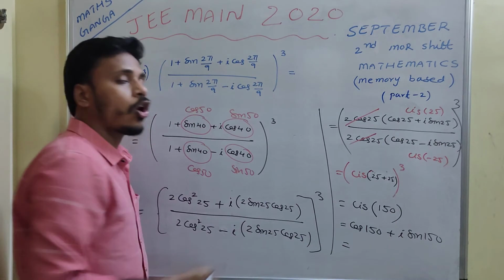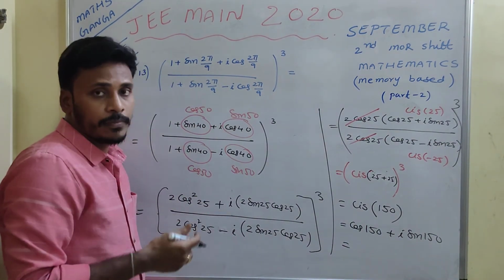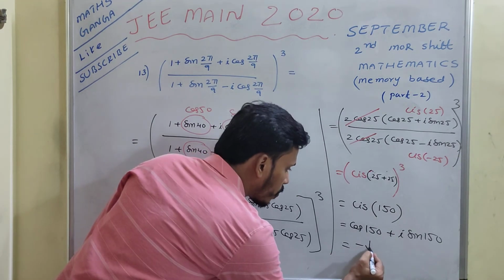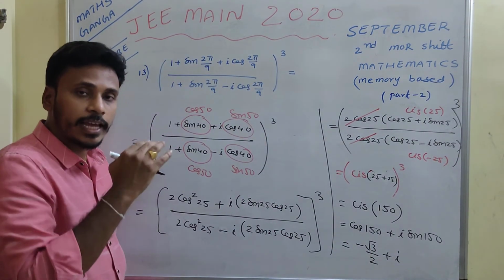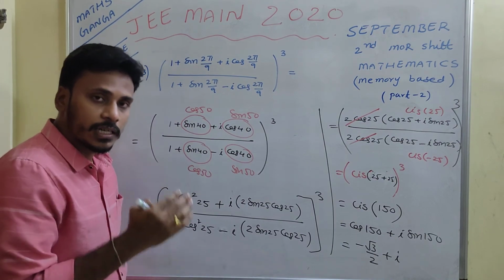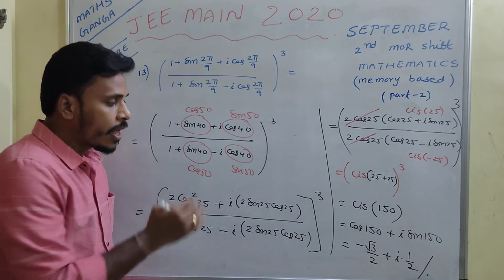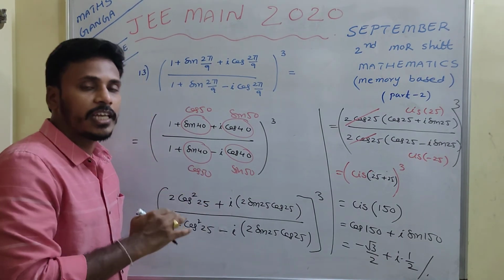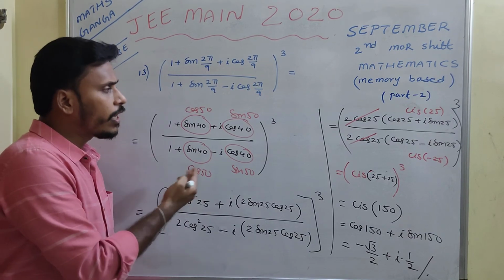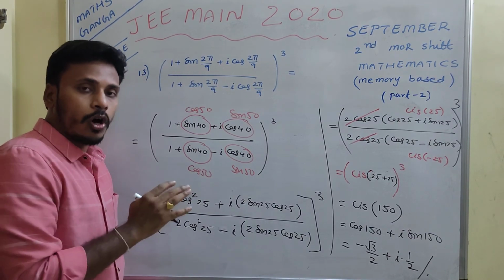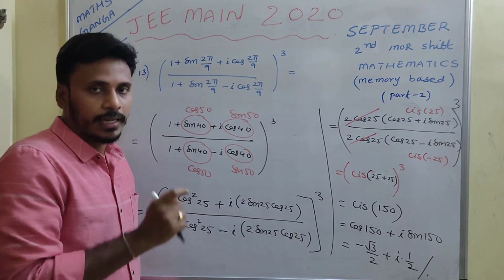And what to say about cos 150? Cos 150 is cos of 180 minus 30, minus cos 30, which is minus root 3 by 2, plus i into sin 150, which is sin of 180 minus 30, and that is sin 30, which is 1 by 2. At the end, your answer for the problem is minus root 3 by 2 plus i into 1 by 2. So this is also a frequently faced question. All these problems are well known, but some problems are a bit lengthy.